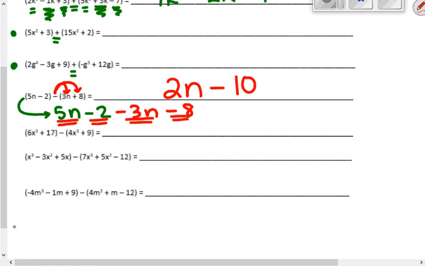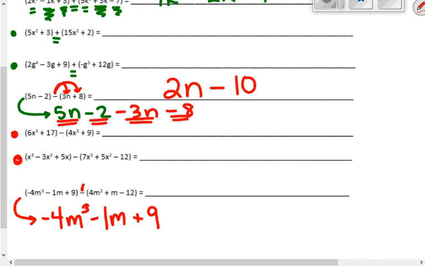All right, I'm going to leave the next one for you to do on your own, and the one after that for you to do on your own. I'll go ahead and do the very last one. So I'm going to rewrite the first parentheses just how it looks. Negative 4m cubed minus 1m plus 9.